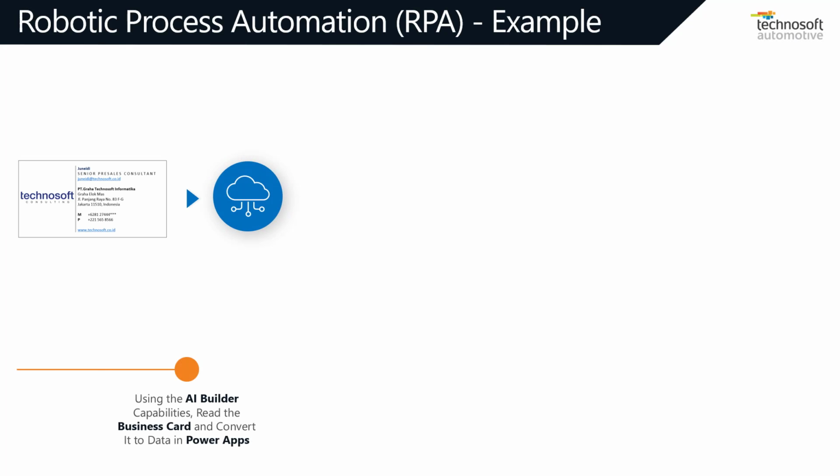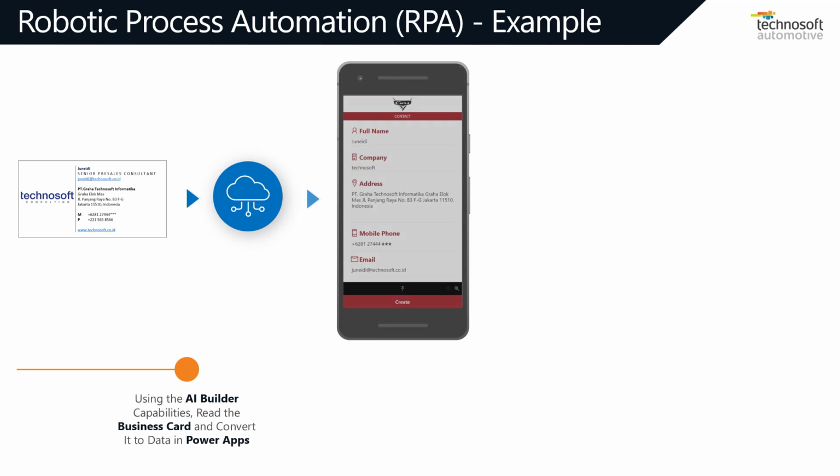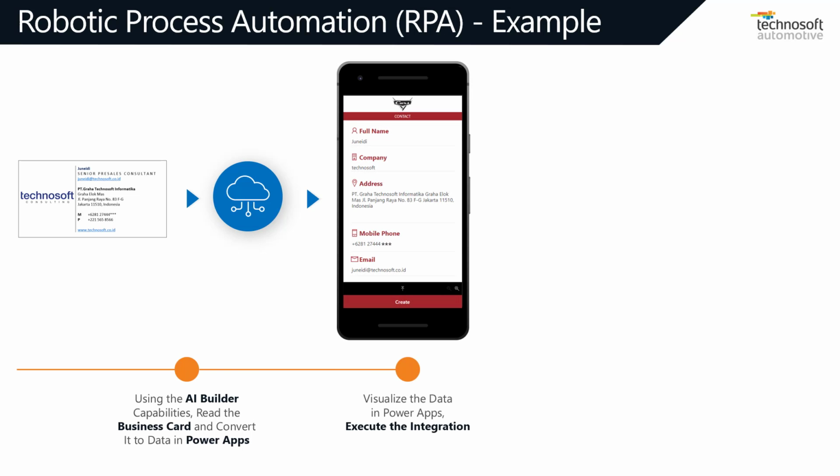So now I will show you the robotic process automation, or RPA, capability using the Power Automate UI flow. For this demo, we will run a scenario like this. It starts with the AI capability that we went through just now, using it to extract the data from the business card and then visualize it in the Power Apps.